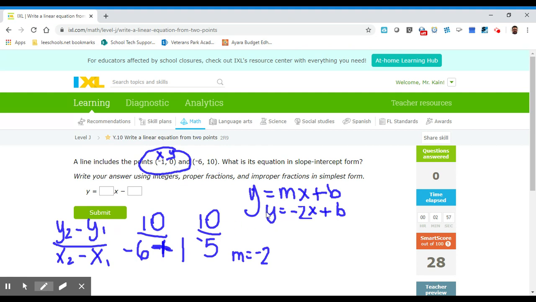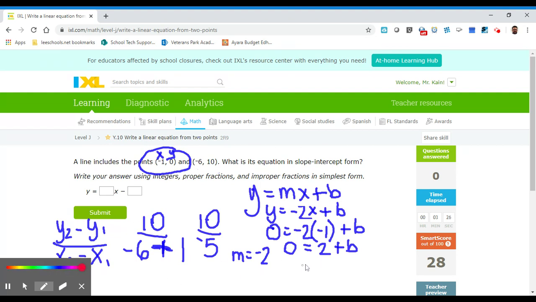We know y is 0, so I'm going to put a 0 right here. 0 equals negative 2 times negative 1 plus b. Now, negative 2 times negative 1 is positive 2. Negative times a negative is a positive. Positive 2 plus b. Now, to solve for b, we subtract 2 from both sides. And b is going to equal, this cancels out, and b equals negative 2.